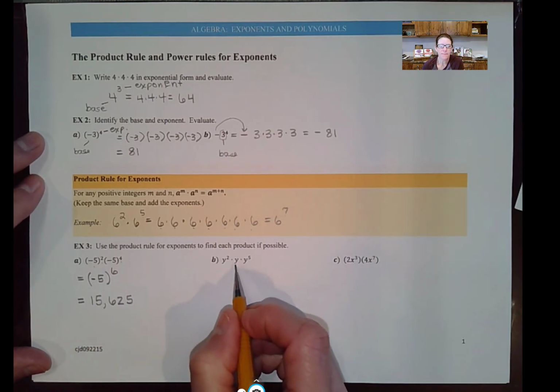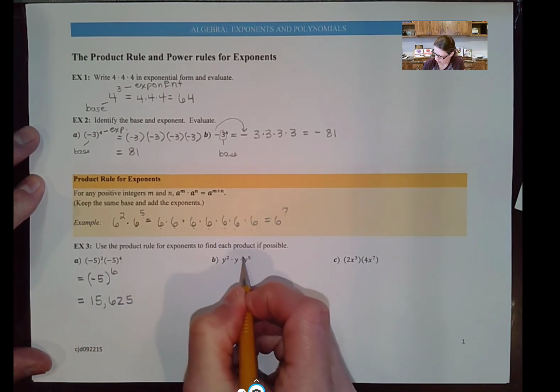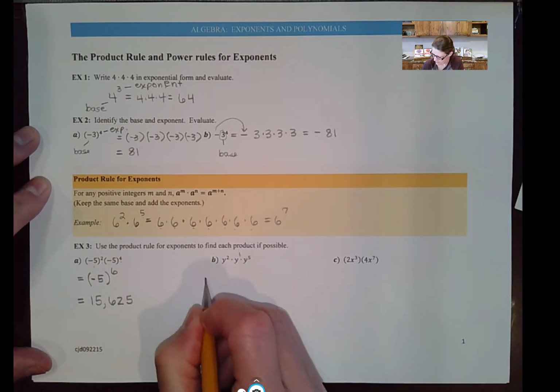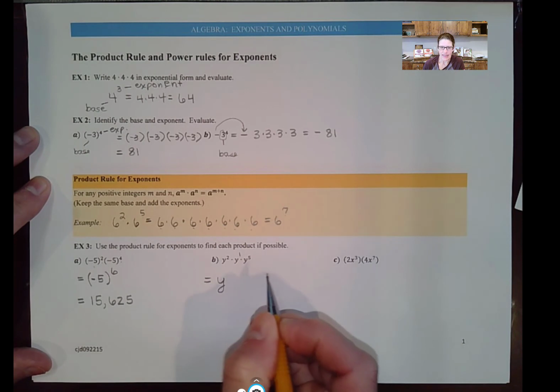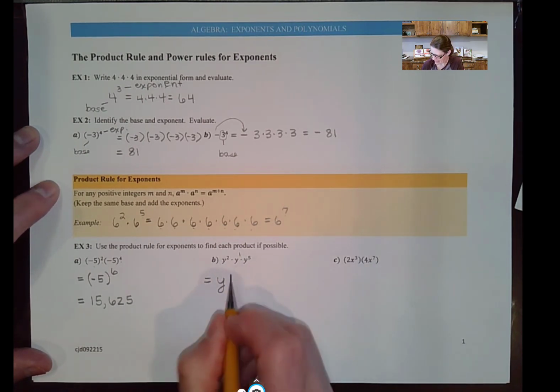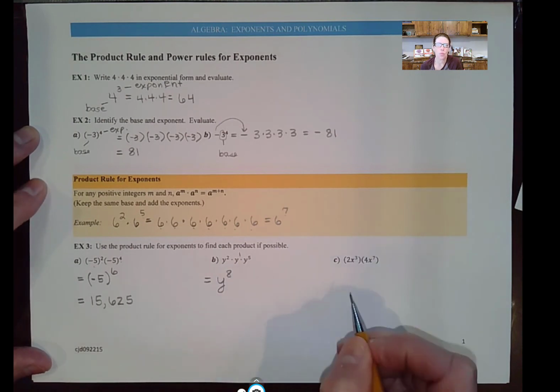In part B, y squared times y, which is y to the 1st, isn't it? Times y to the 5th. Okay, adding exponents, 2 plus 1 is 3, plus 5 is 8, and we can write that as y to the 8th power.